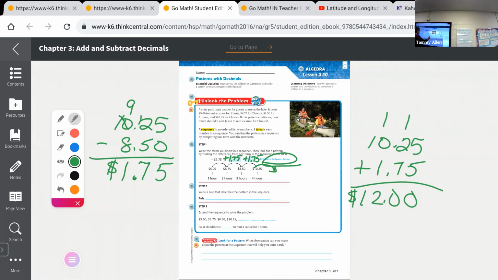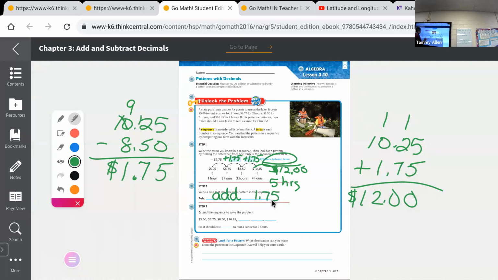Did you get $12? Yes. And that would be in the 5 hours. Okay? So now we're to write a rule that describes a pattern in the sequence. We're writing a rule in words. Well, what would our rule be? What did we do each time? To add $1.25.